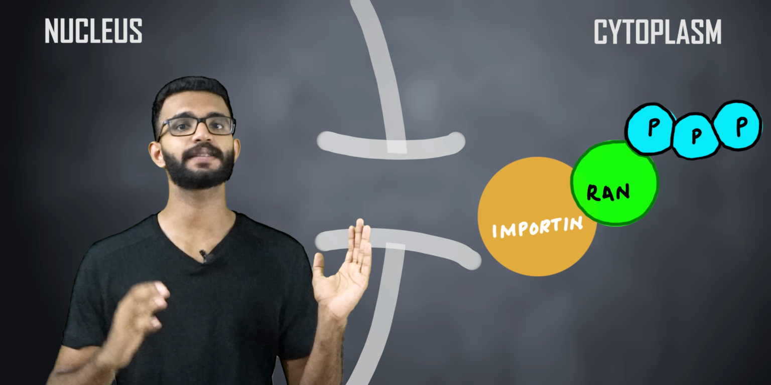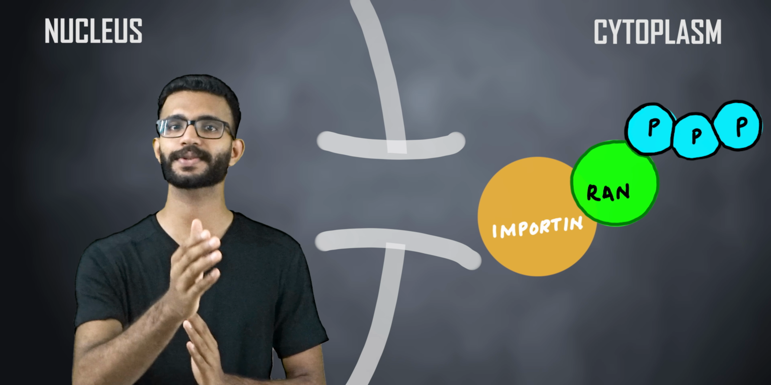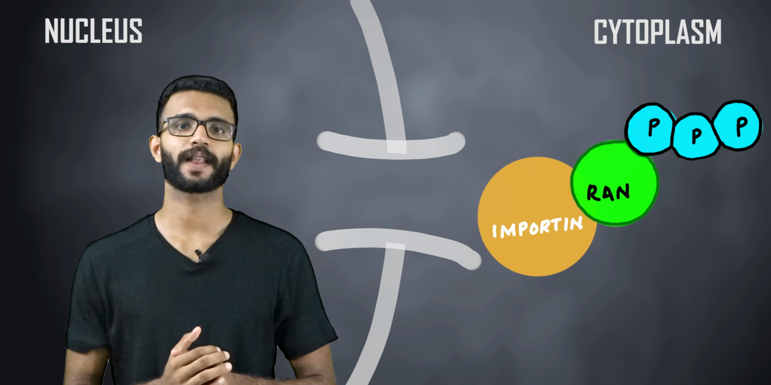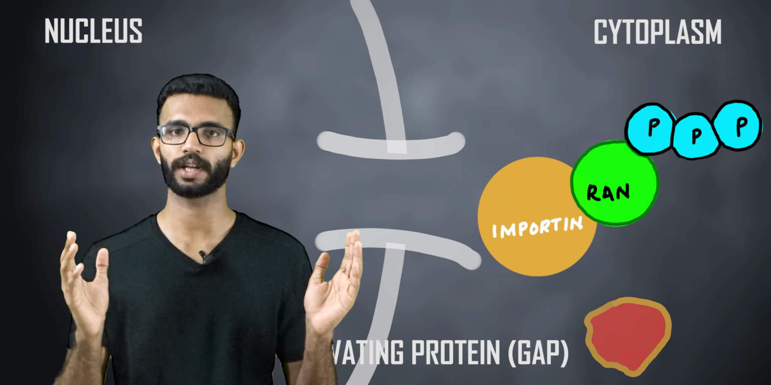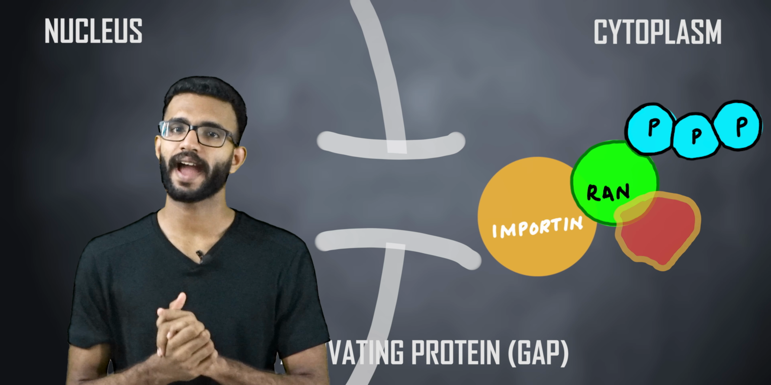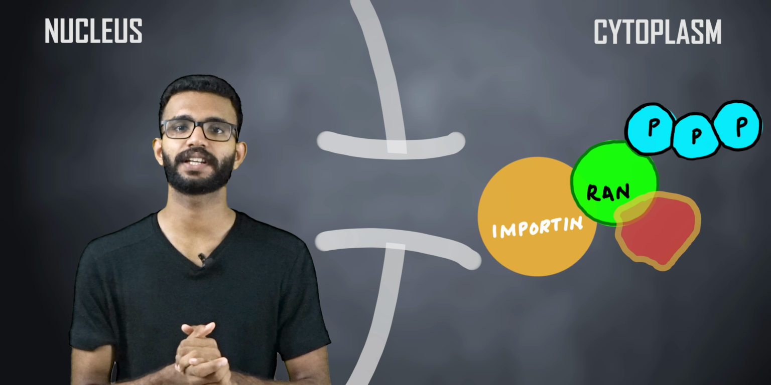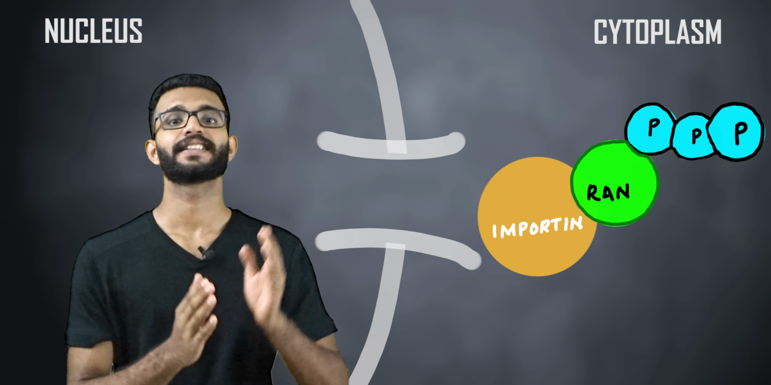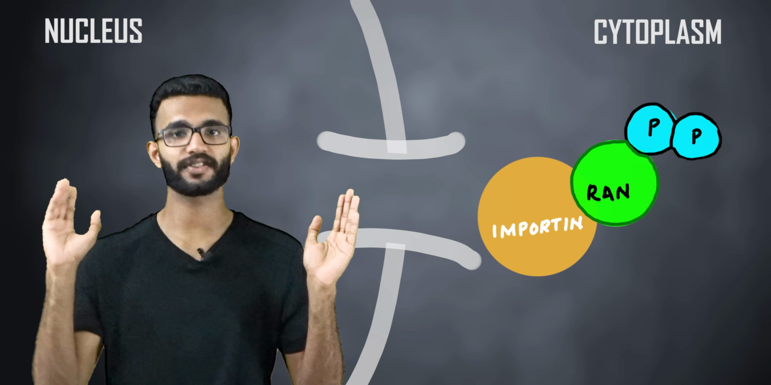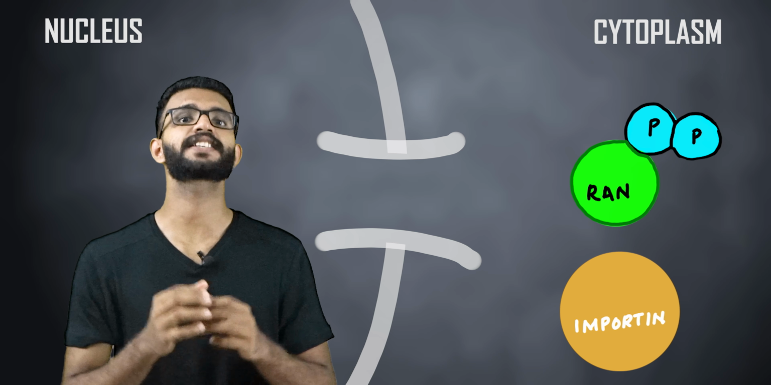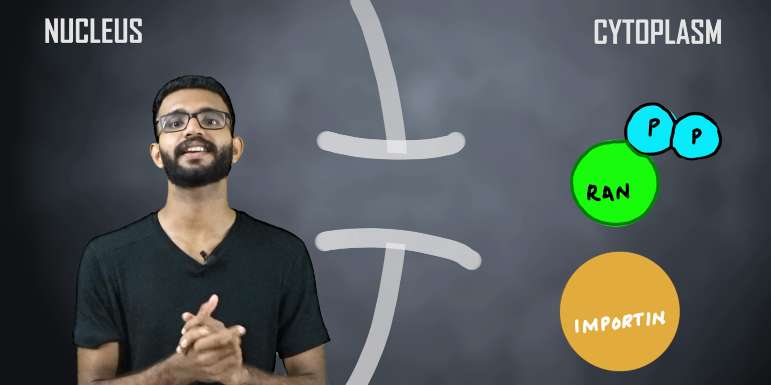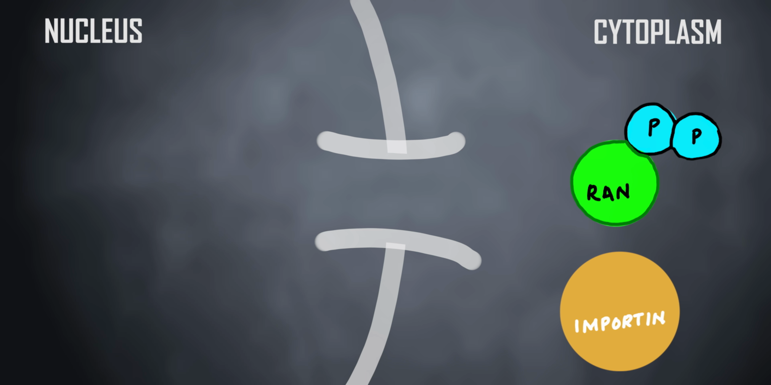When this RAN-GTP importin complex is taken into the cytoplasm, inside the cytoplasm there is a GAP, which means the GTPase activating protein. So this protein activates the GTPase activity of the RAN, and hence the RAN-GTP becomes the RAN-GDP. And that's what happens. The RAN dissociates from the importin, and importin is now free in the cytoplasm. The RAN-GDP is taken from the cytoplasm to the nucleus.